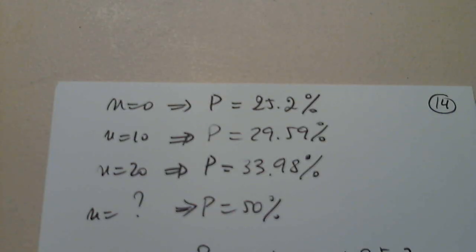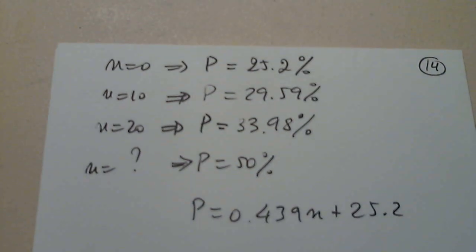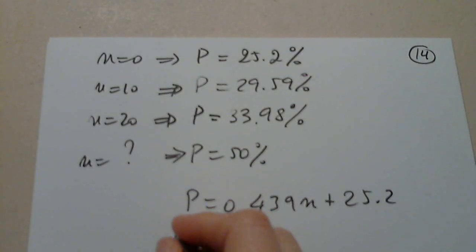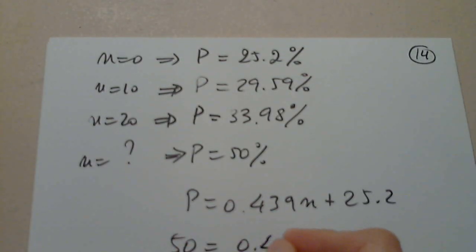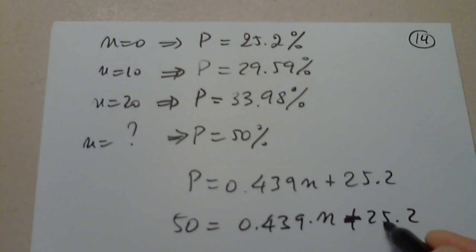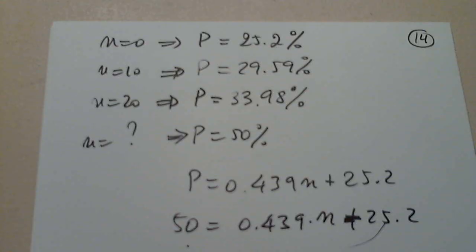Can anyone get us set up? Do you plug in 50 to the equation? Yes, where? 50 equals 0.0439 times n, plus 25.2. Excellent. So we have to subtract 25.2. 50 minus 25.2 equals 0.439n.